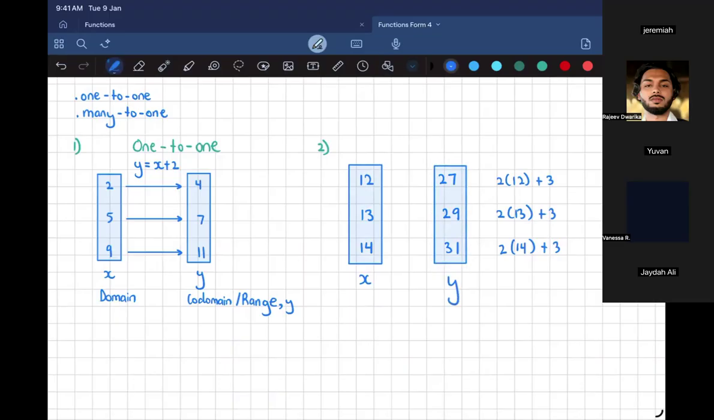Cool. And so the function I'm going to write here, I'm going to write y is equal, you tell me, Yvonne, what do we do with the x? We multiply the x by 2.